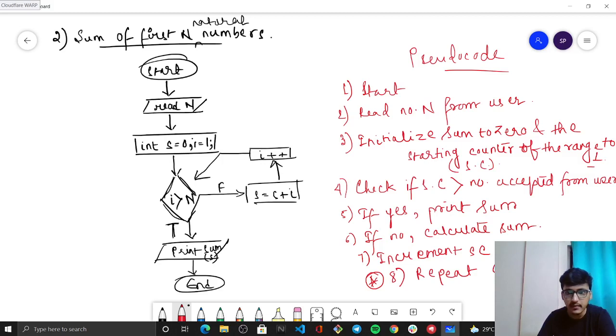6 and 7 until I is greater than n. 9, end the program.